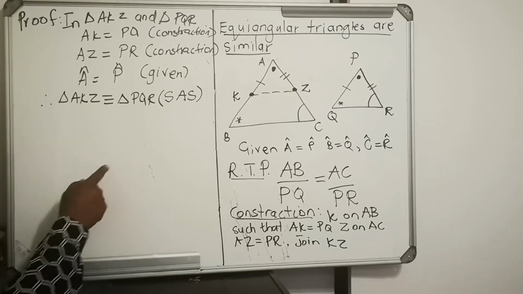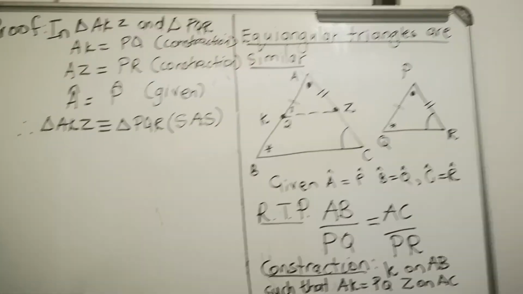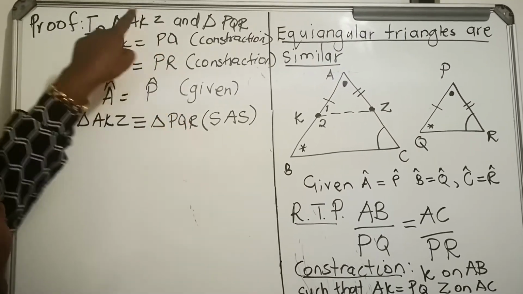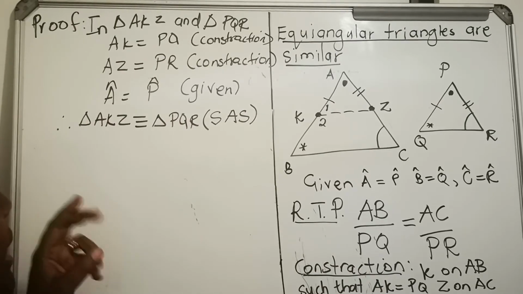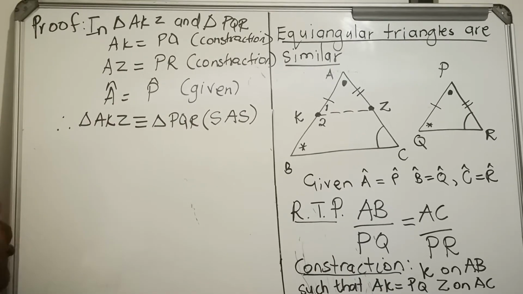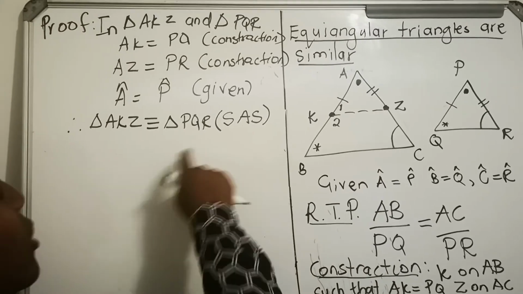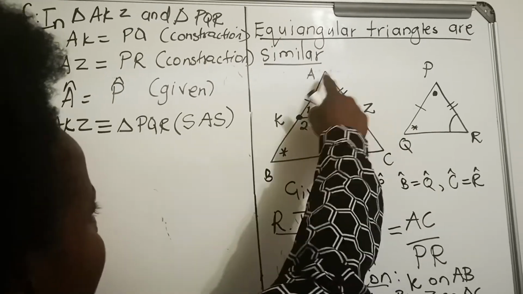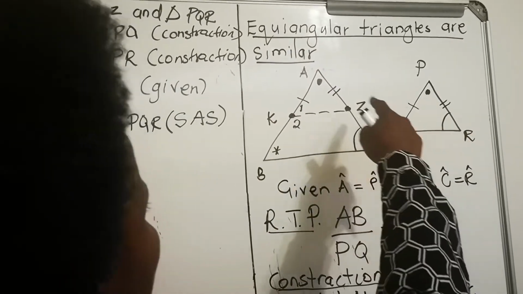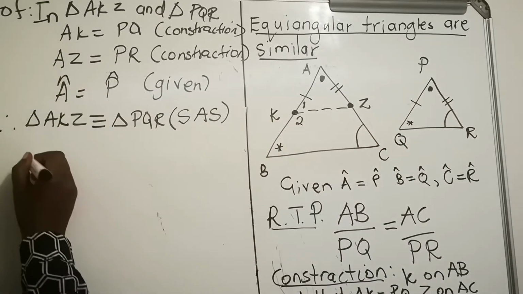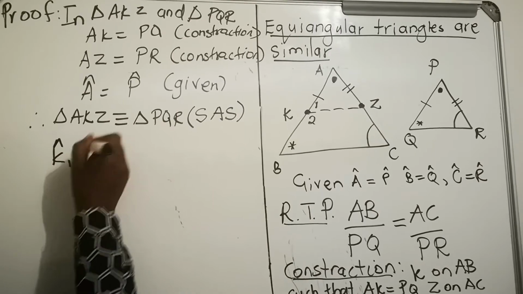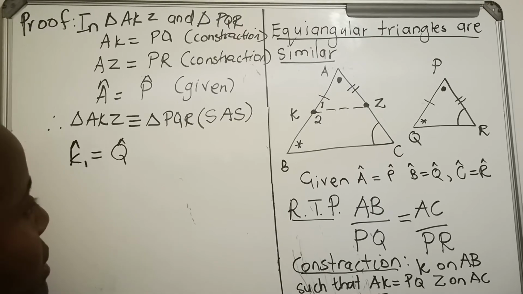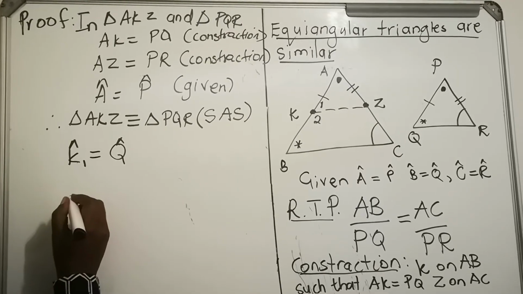Let us do the next part. Right, grade 12, you remember that I said this theorem, you prove it three ways. The first part is proving congruency, we have done that. The second part, we are proving that lines are parallel. So how do we do that? We use congruency to prove that lines are parallel. Because these two triangles are congruent, we can say angle K1 is equal to angle Q. Why can you say that? Because the two triangles are congruent.